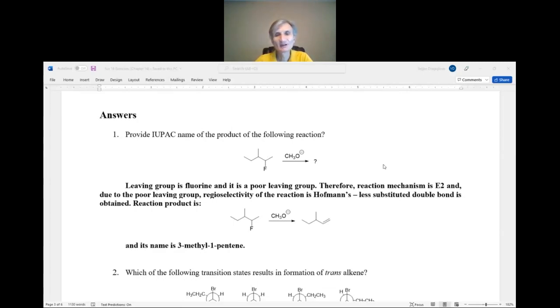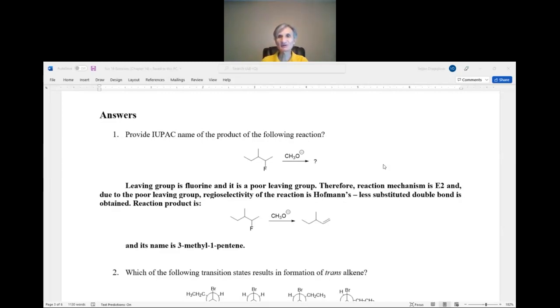And so here we have a reaction of 2-fluoro-3-methyl pentane with methoxide anion. So it will be something like sodium, typically sodium methoxide, maybe potassium methoxide. So in this case, we have methoxide anion that can act as a nucleophile or a base. Fluorine is the only leaving group here, and it's actually a poor leaving group. When a leaving group is poor, the only possible mechanism is elimination, and actually it has to be E2 elimination.